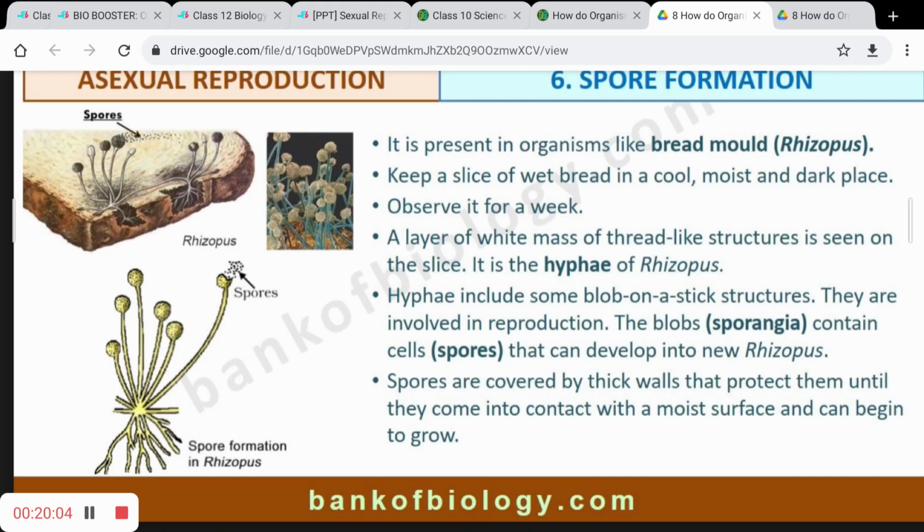Keep a sliced wet bread or any fruit or any eatable substance. Within a few weeks, or within 5 to 6 days, a powdery substance will be present. The powdery substance has sporangia containing spores, which are reproductive units that can develop into new fungi. The spores become thick walled, which protects them until they come in contact with the next moist surface and begin to grow. So this happens in fungi alone. Some bacteria also do it, but fungi are the correct example of spore formation.